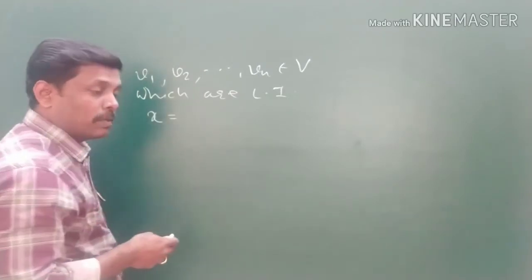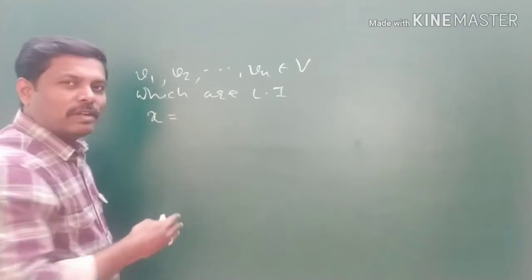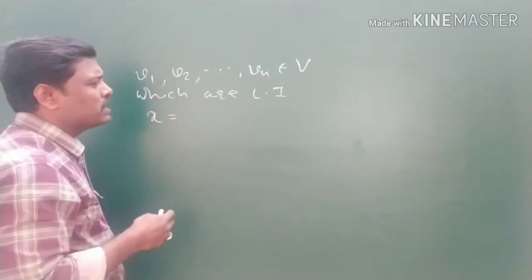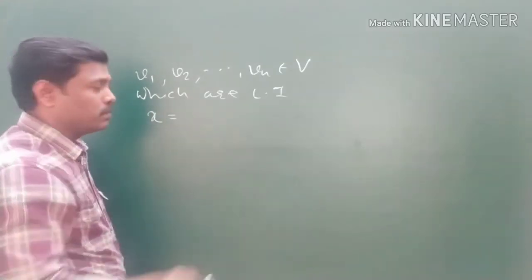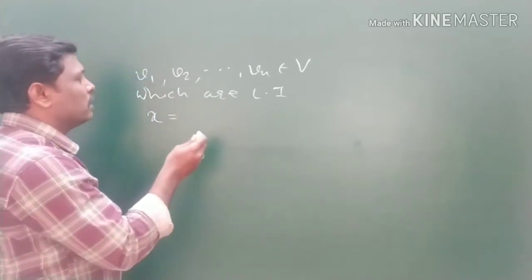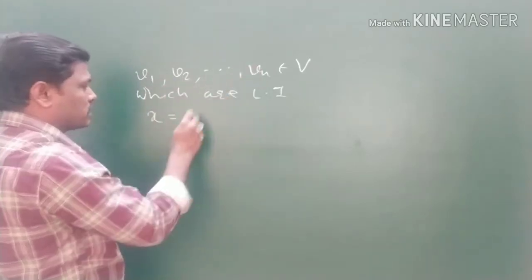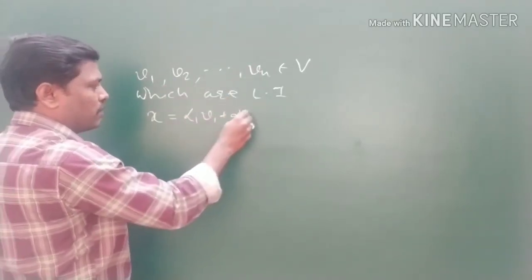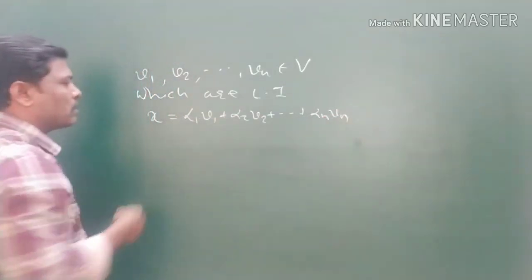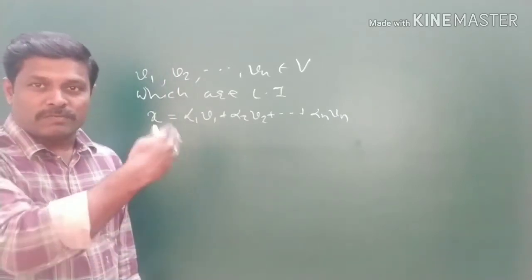So for the linear combination we need scalars. How many vectors are given? N. Therefore how many scalars do we need? N. And we consider some scalars alpha 1, alpha 2 up to alpha n from the field F. These are called scalars, and we write this x as a linear combination of these vectors: alpha 1 v1 plus alpha 2 v2 up to alpha n vn. So this is a linear combination and it is an element of the linear span of v1, v2, up to vn.